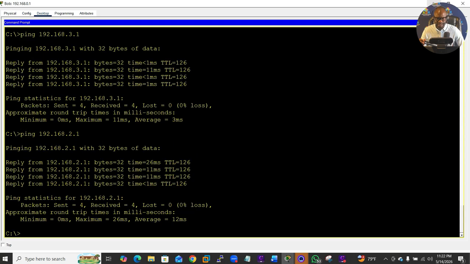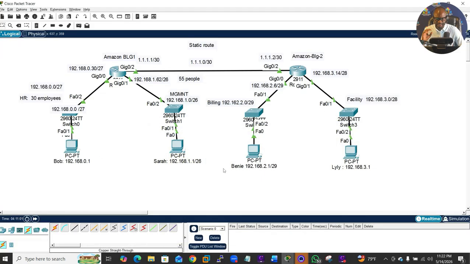Okay, so that's it for tonight's video, guys. I decided to make this one just to help you understand today's lesson, which was static route. And then we've got default route, the quad zeros. We've got static route using the exit interfaces, which we'll learn in an upcoming lesson.